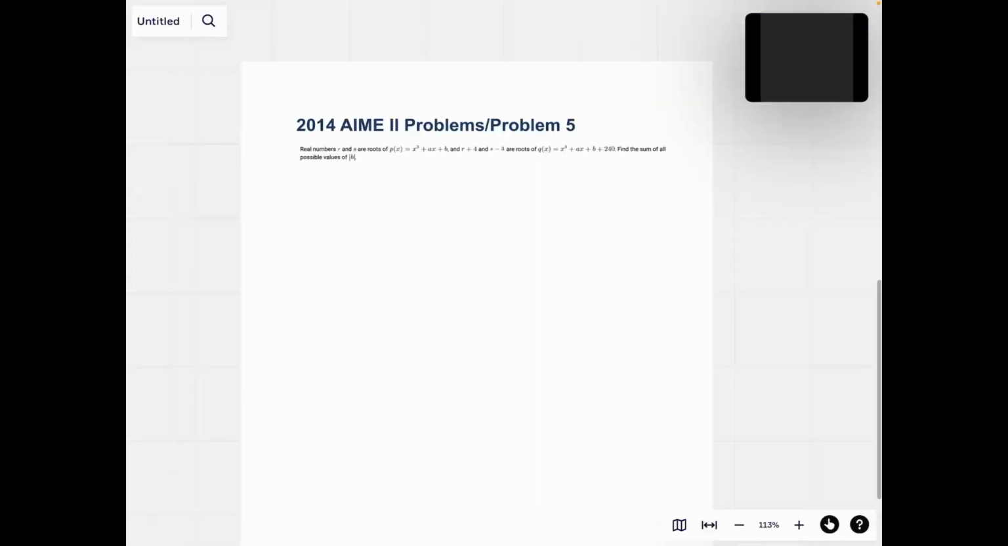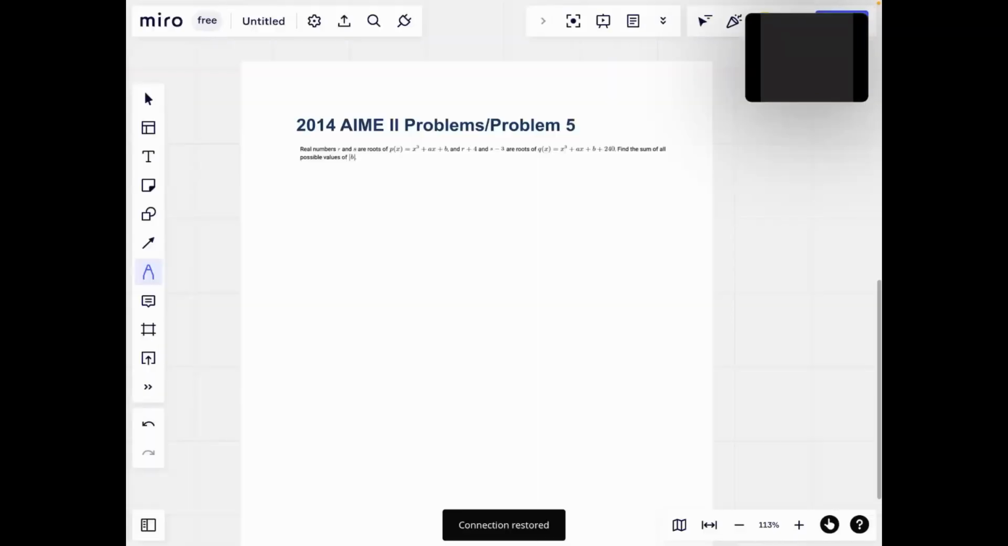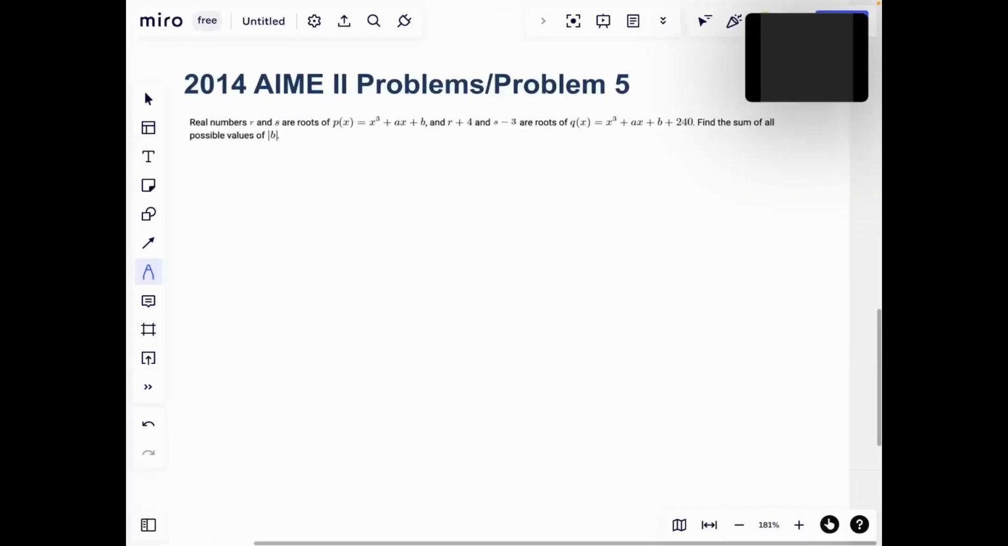Start, I guess. So this is 2014 AMC 12 problem 5. Real numbers R and S are roots of P of X equals X cubed plus AX plus B, and R plus 4 and S minus 3 are roots of Q of X equals X cubed plus AX plus B plus 240. Find the sum of all possible values of the absolute value of B.